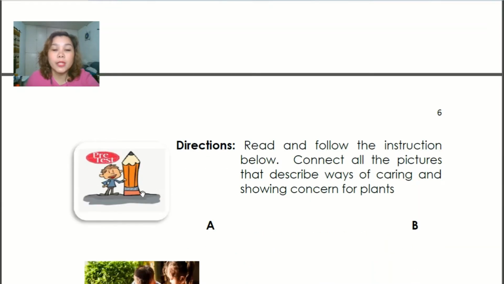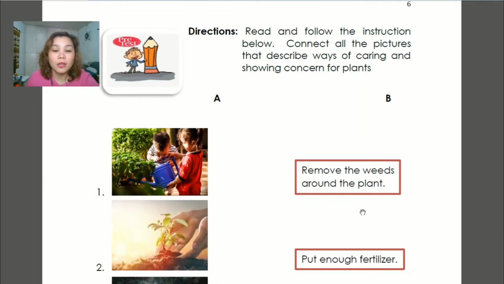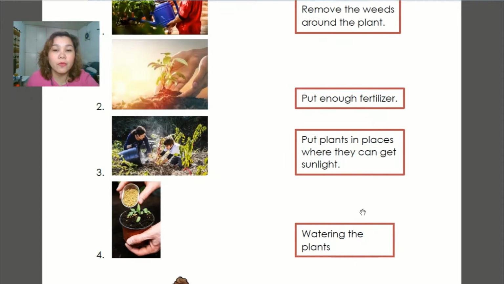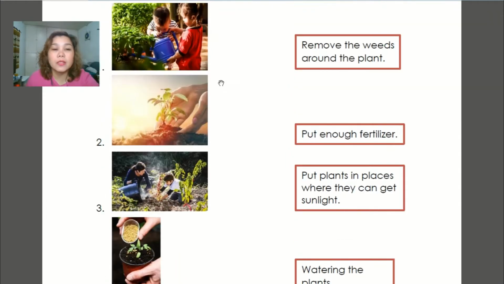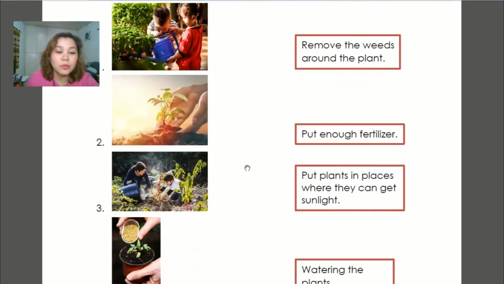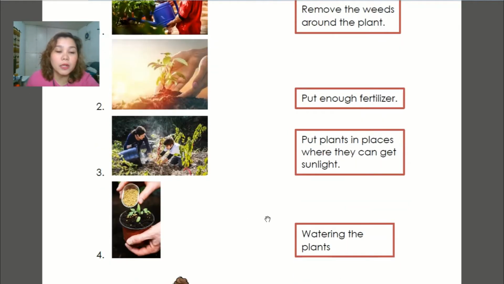Okay, let's begin with the pre-test directions. Read and follow the instruction below. Connect all the pictures that describe ways of caring and showing concern for plants. So we have here 4 different pictures. What you have to do is connect the pictures with the ideas in column B. Let's take a look at the pictures first. We have number 1, number 2, number 3, and then number 4.